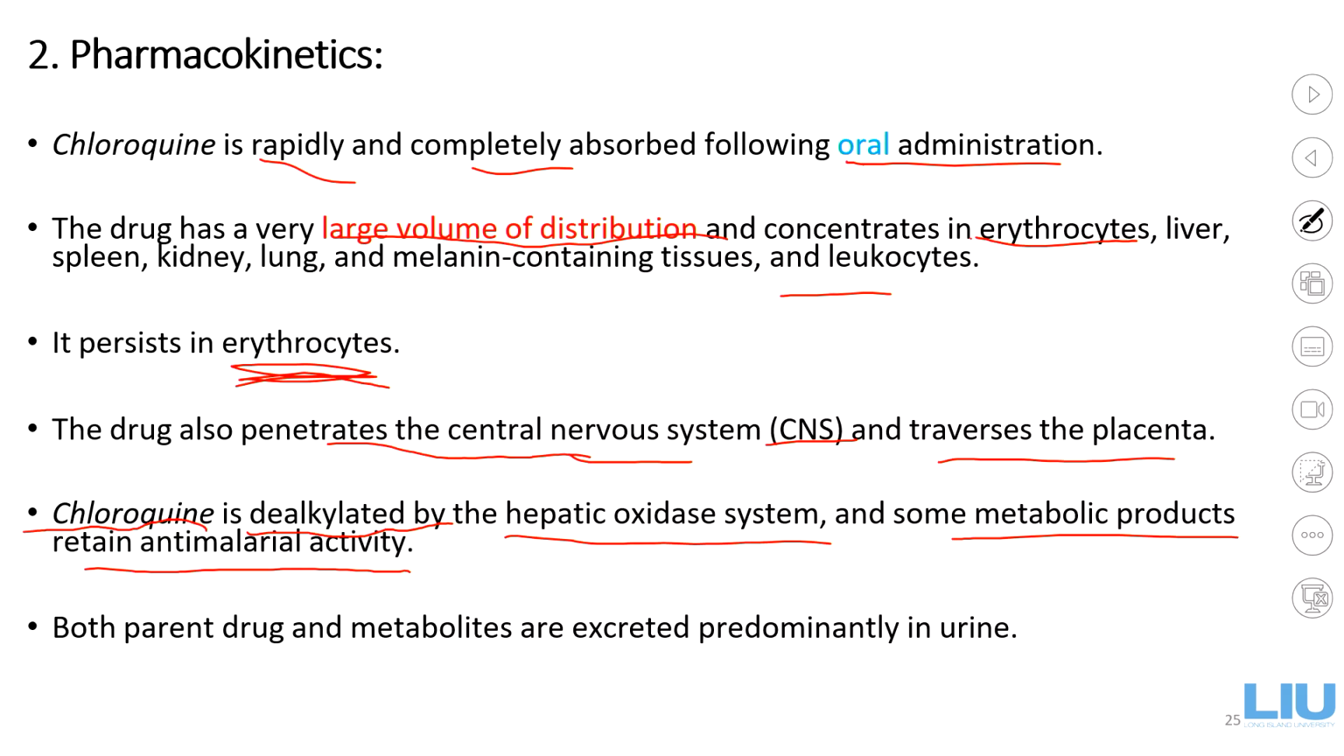Just to link it. Okay, so both parent and metabolites are excreted primarily into the urine. What does that help us? Why do we care about this information? Kidney failure. So if somebody has kidney failure, you would have to adjust the drug. Okay? Yes.